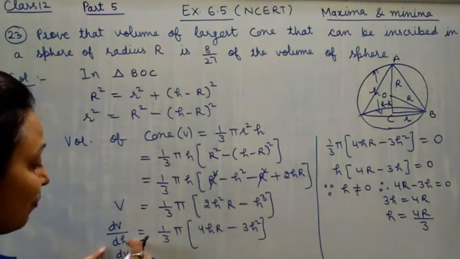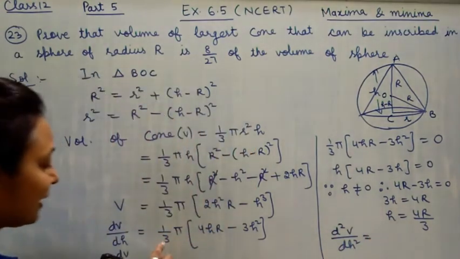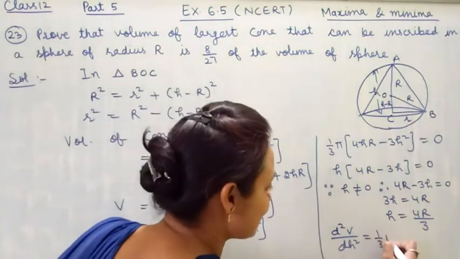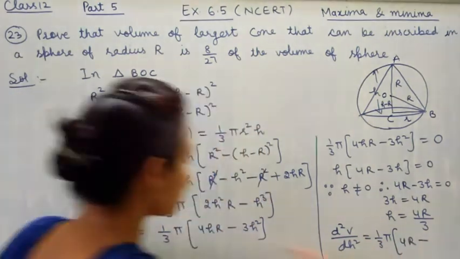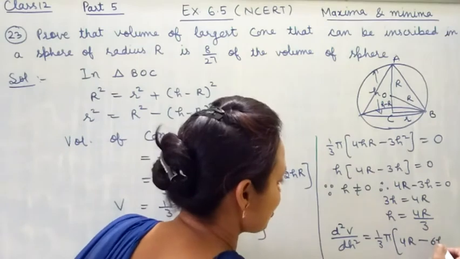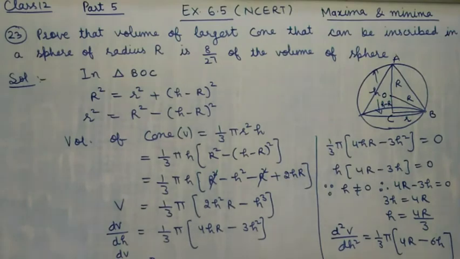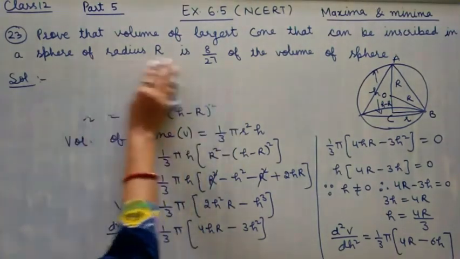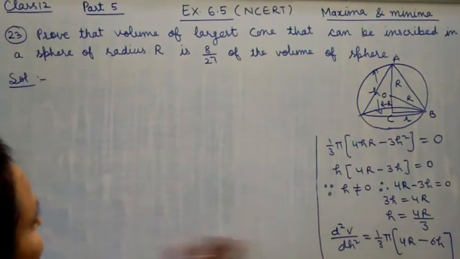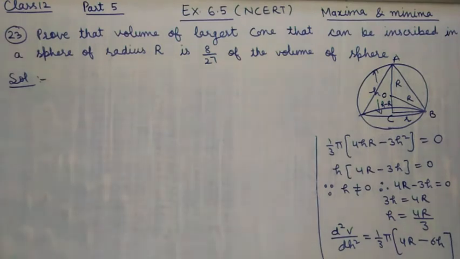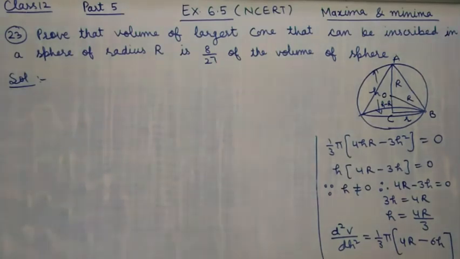Now we will find the double derivative, that is d²V/dh². What is the value of the double derivative? That is 1/3 π as it is, and 4R minus 3 2s are 6h. I will put the value of h in the next step. Okay, so I will put the values. Now I will put the values to show its maximum.